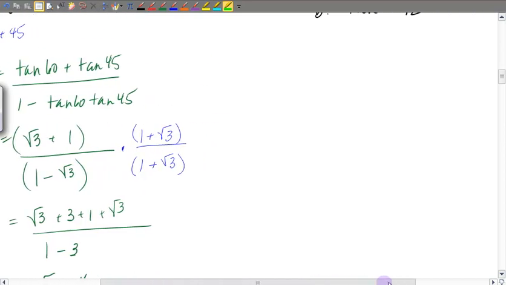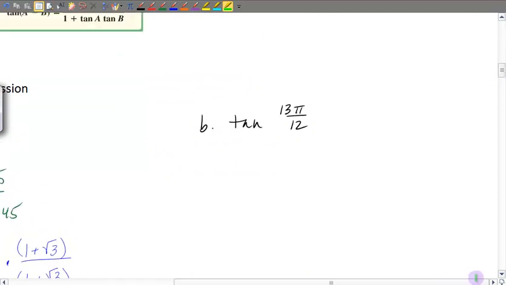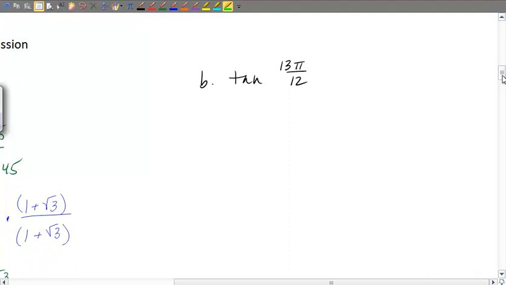Let's look together then at this next example. This next example says I want to find the tangent of 13 pi over 12, and I want to find the exact value of it. So I'm going to think to myself, I want to look at my unit circle. So let's go look at the unit circle real fast. I'm going to pull it up for you.